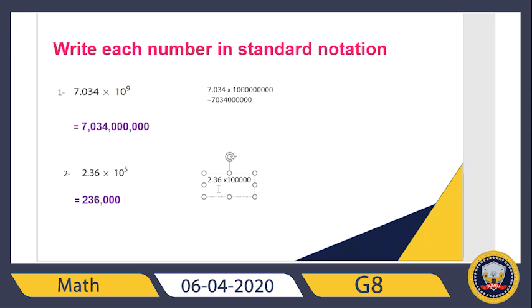Here I have to move this decimal point 5 steps. But after 2 steps my number will finish: 2 3 6, and my number is finished. I have to move it 3 more steps. What can I do in these 3 more steps? I will put zeros instead of them. So my new number will be 236,000. Is this clear?